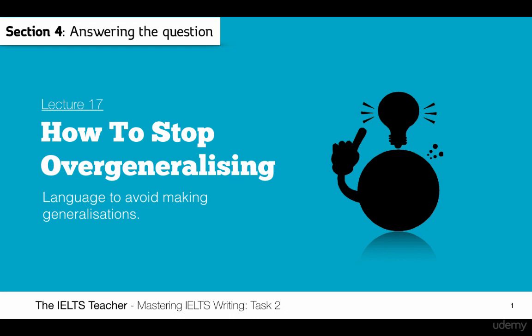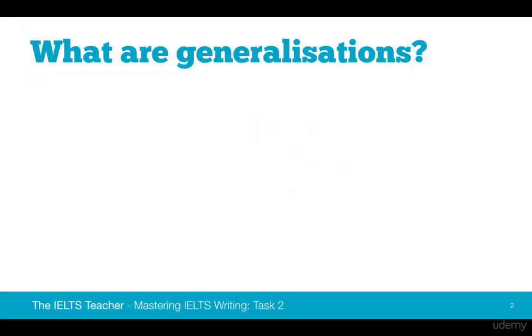We're coming to the final lecture in this section of the course, the last lecture on task achievement, task response, and it's a fairly brief one. It's about generalizing and how to stop overgeneralizing. If you don't really know what this means, don't worry, we're going to look at it during the course of the lecture. So, what are generalizations? We're going to look at that straight away.